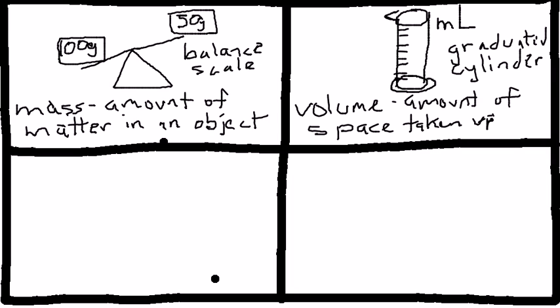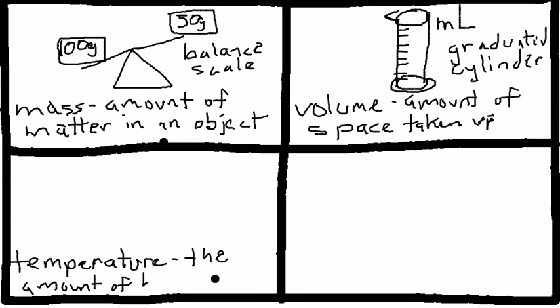The next property that we're going to measure is temperature. Temperature. That should be an E. My E's aren't turning out correctly. Temperature is the amount of heat energy.